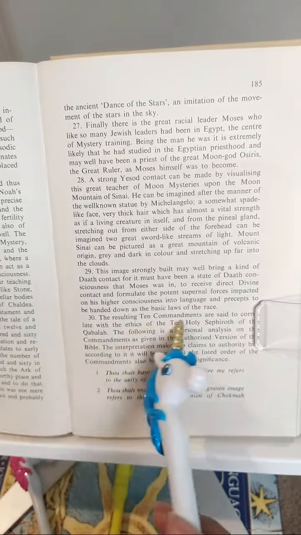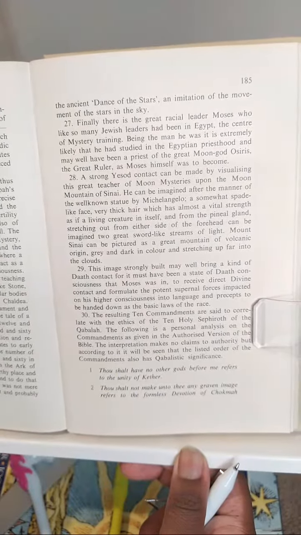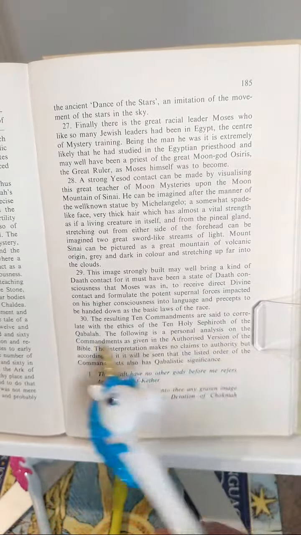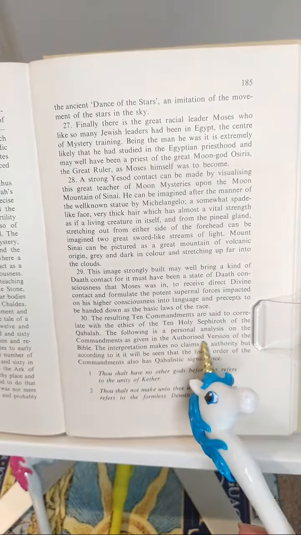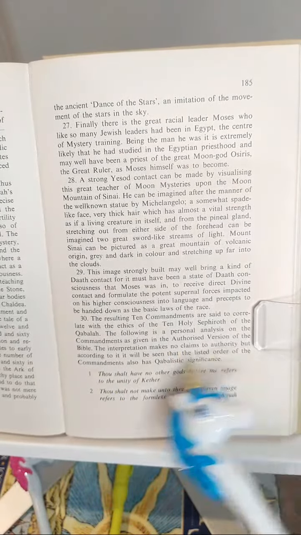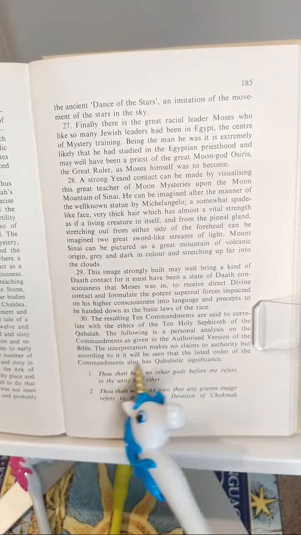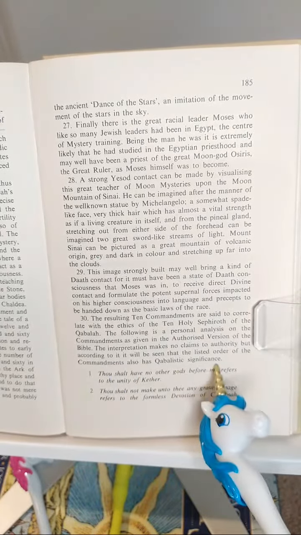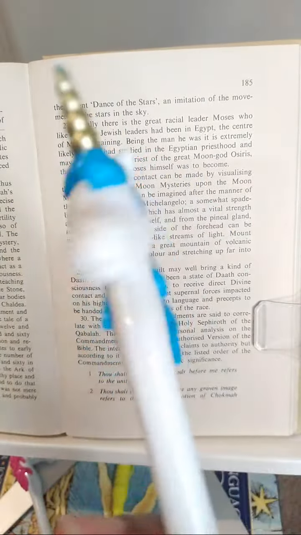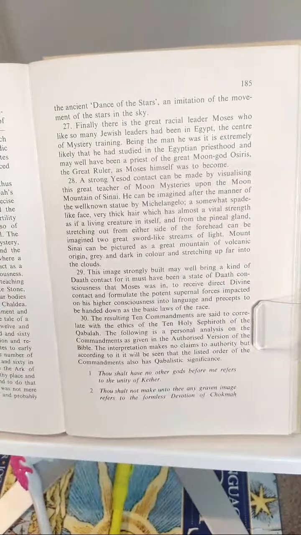The resulting 10 commandments are said to correlate with the ethics of the 10 holy Sephiroth of the Kabbalah. The following is a personal analysis on the commandments as given in the authorized version of the Bible. The interpretation makes no claims to authority, but according to it, it will be seen that the listed order of the commandments also has Kabbalistic significance. So let's see how the 10 commandments line up with the 10 spheres of the Kabbalah in the opinion of the author. Are you ready, kids?